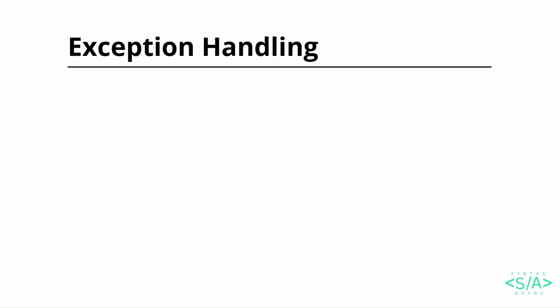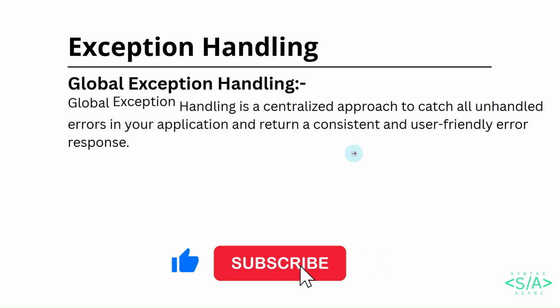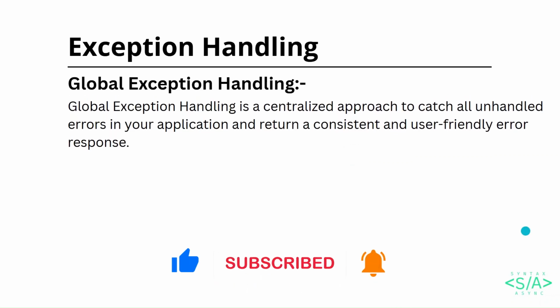It's called exception handling. Global exception handling is a centralized approach to catch all unhandled errors in your application and return a consistent and user-friendly error response. It's called global exception handling.